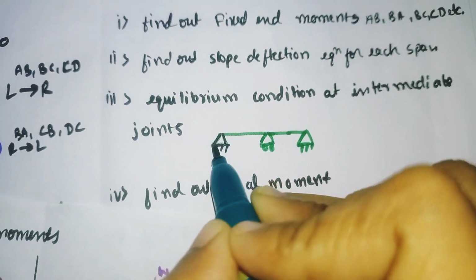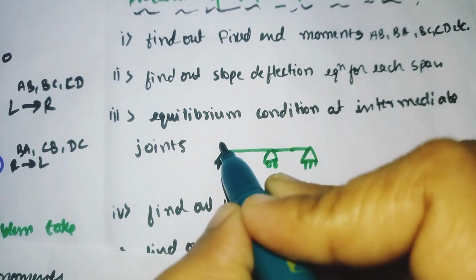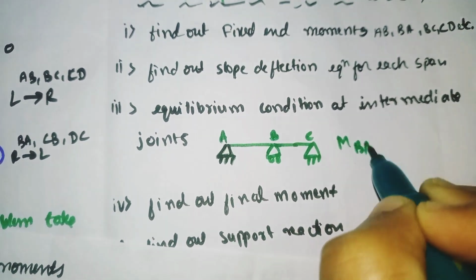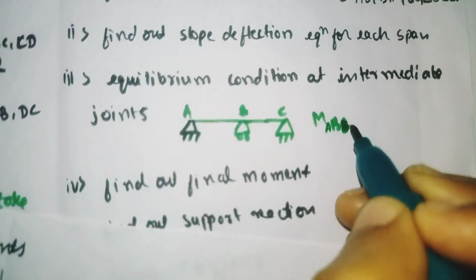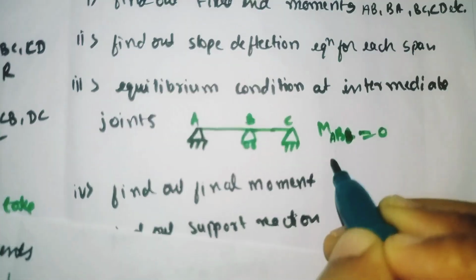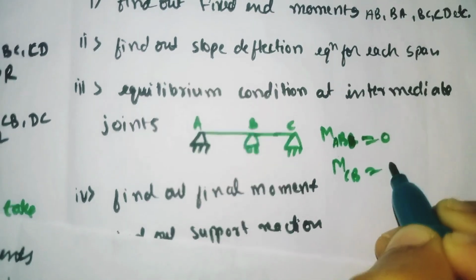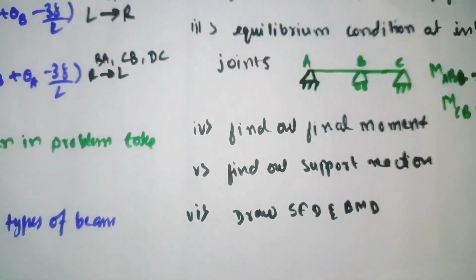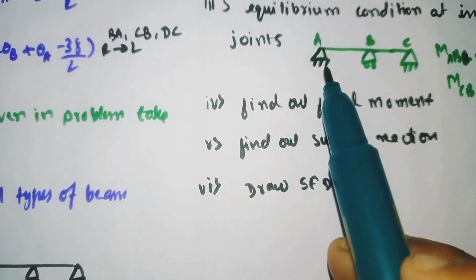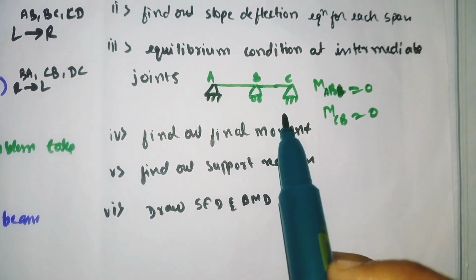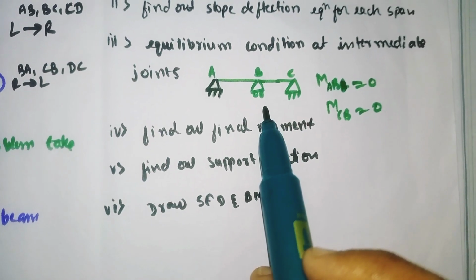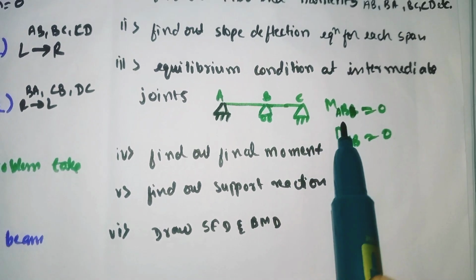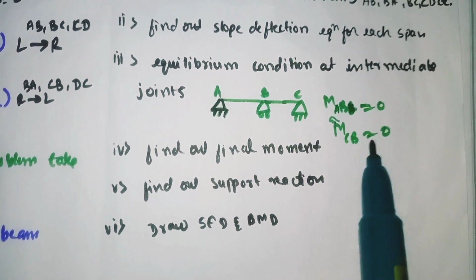Assume it's a simply supported beam A, B, C. Here the moment about AB and moment about CB is equal to 0. So in a simply supported beam, here A and C are simply supported. In a simply supported beam, bending moment will be 0 at the simply supported end. So our MAB is equal to 0 and MCB is equal to 0.